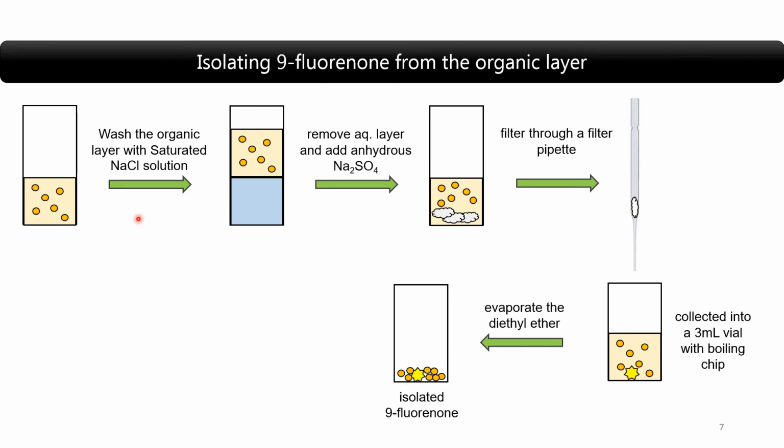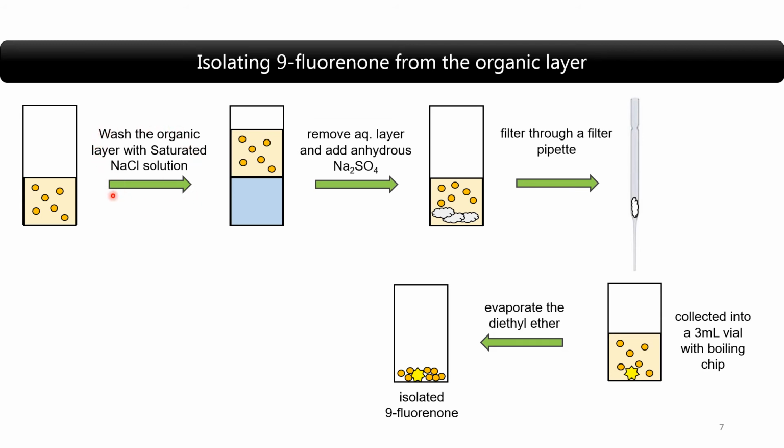Now we will be trying to isolate the 9-fluorenone from the organic layer. So what we have here is the 9-fluorenone dissolved in diethyl ether. That was the organic solvent that we added in the beginning. And there can be some water droplets trapped in this organic layer as well. So we're going to follow a couple of the drying steps that I described earlier.